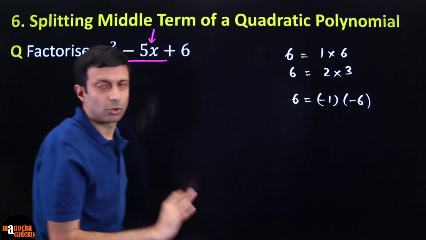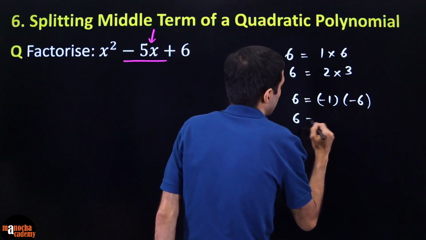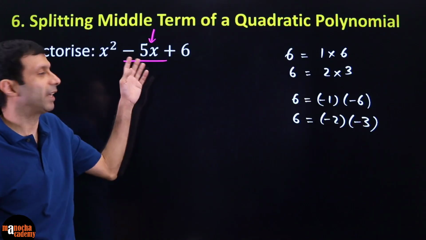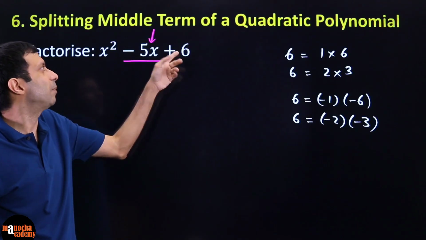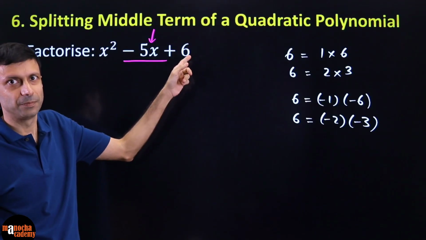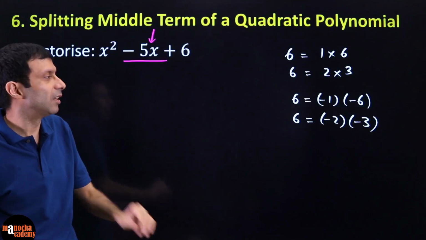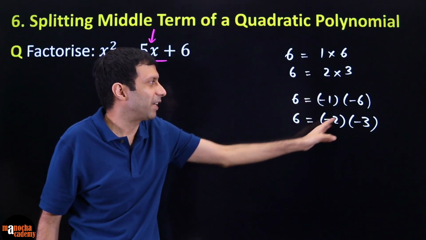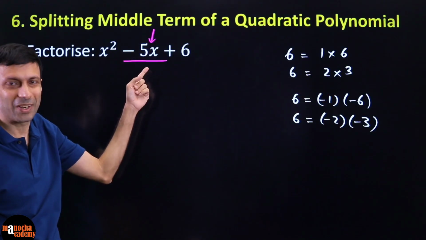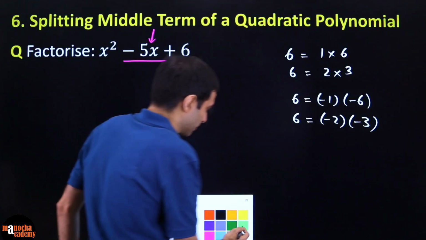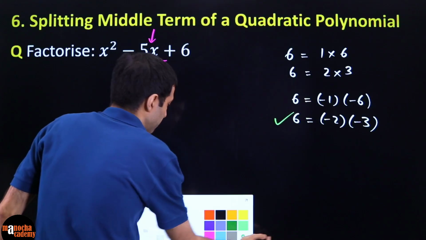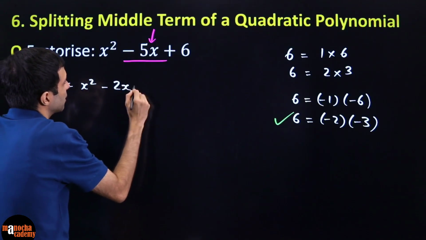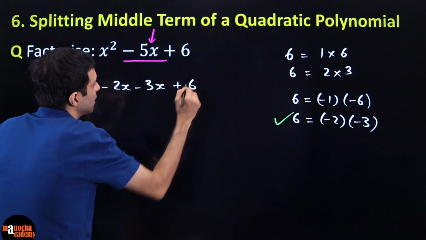See, the product is still 6, so the product is fine. Now when you add these, they should give you minus 5x, because it's 6x square, so when you add up the terms, that x remains. Which one will you select? Minus x and minus 6x will give you minus 7x. But minus 2x minus 3x added up gives you minus 5x. So definitely we will go for these factors. I can break the middle term as x square minus 2x minus 3x plus 6.